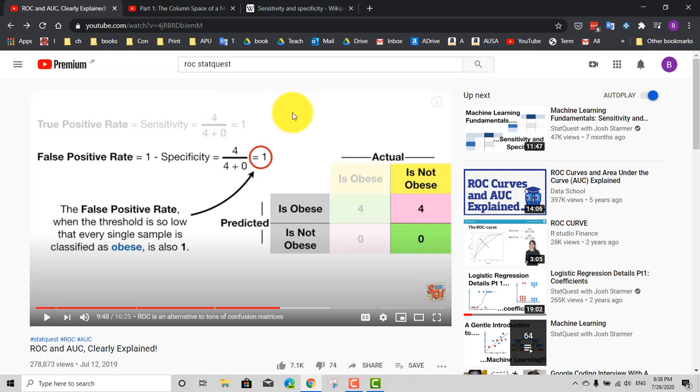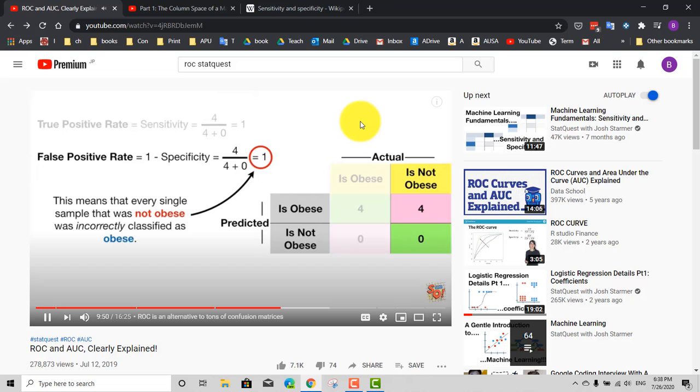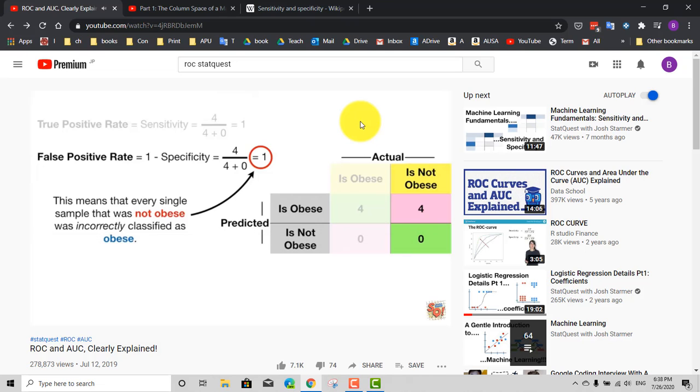Remember that the two axes were: the vertical axis was the sensitivity or the true positive rate, and the other axis was the false positive rate, or it's also 1 minus the specificity. So on those two axes, this is going to be 1, 1. So there's going to be a dot at 1, 1 in this curve that we're creating. This means that every single sample that was not obese was incorrectly classified as obese.